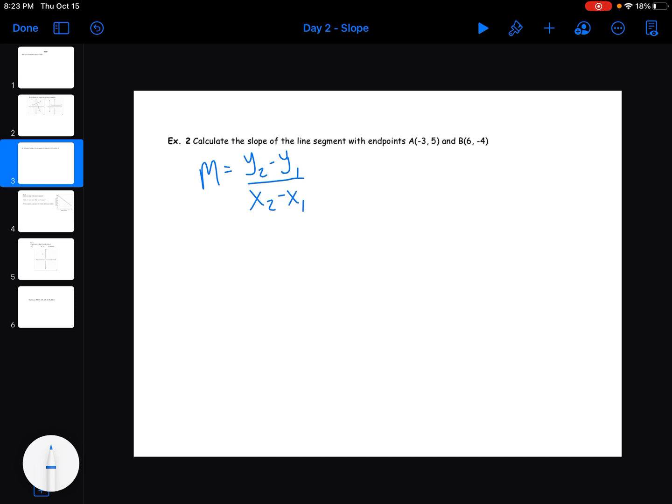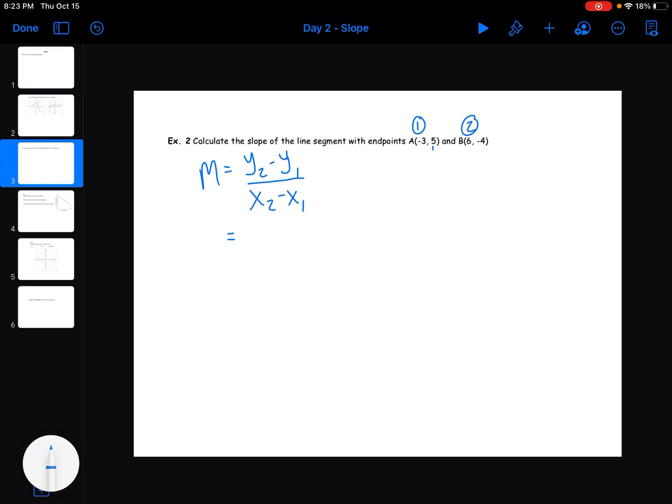It's the change in y, the rise, over the change in x, the run. Now all we really have to do is pick which point is 1 and which point is 2. And I'm going to show you that it doesn't actually matter which point you choose. So we'll go 1 and 2 this way.